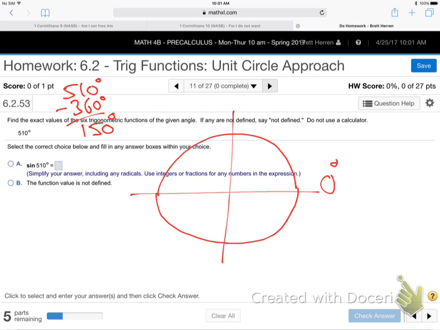This is 0. This is 180. And then all the way around is 360. So 150 is about right there, isn't it? 150 degrees. It's 30 above the x-axis on the left side like that. So that's where 510 is, because 510 is 360 plus 150 more. Everybody see what we're figuring out there? I located the 510 degree angle by doing a full 360 and then there's 150 more. So that's where 510 is.